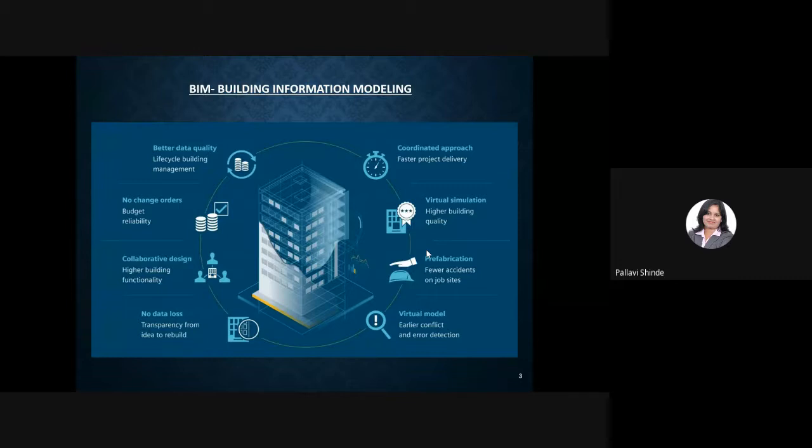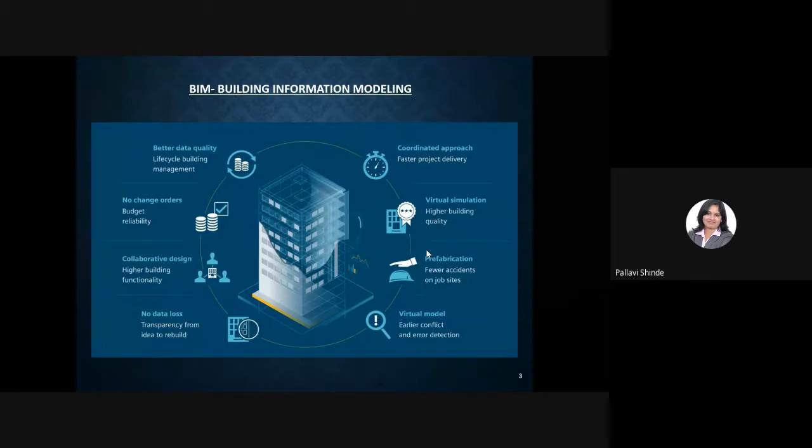Collaborative design, no data loss, and virtual model, definitely we are going to get a virtual feel of the building, how the building is going to look when we are going to construct on site. Then prefabrication, fewer accidents on job site, as we are resolving a lot of issues more in advance. So that is going to give us fewer accidents. Then virtual simulations, definitely we can create a 4D simulation. I'm going to come to 4D later on in my presentation. Also coordinated approach, because as all the consultants are having the same set of model, they are much more coordinated.